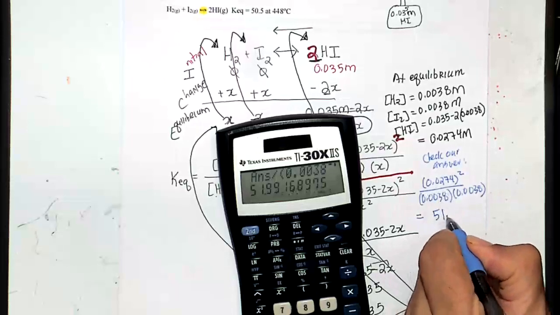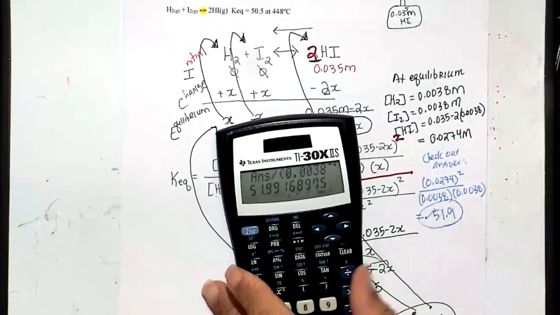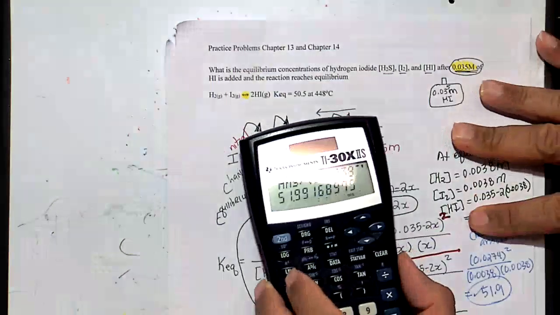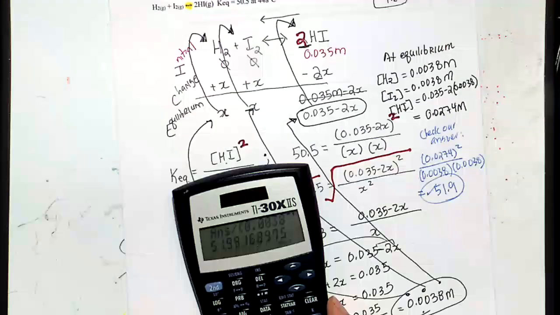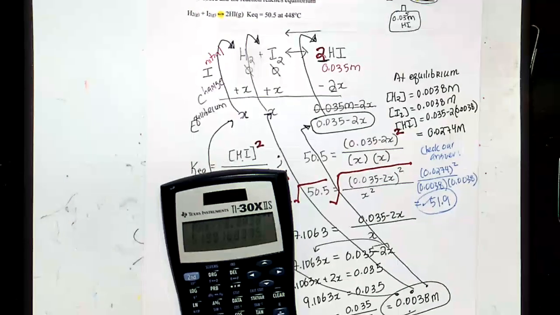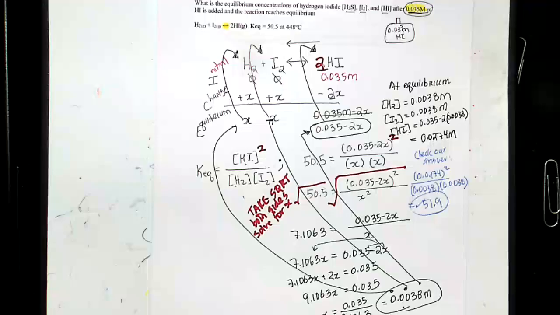51.9. That's good enough. It's close enough for me. Okay, 52. This is 50.5, 51. I think it's good. All right, so I would say close enough.